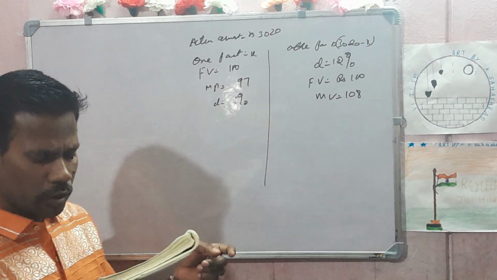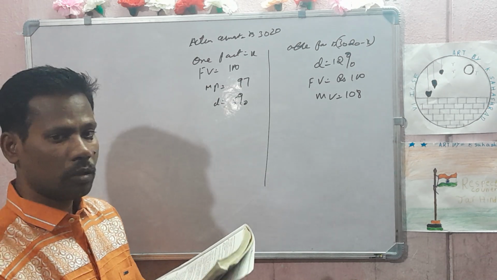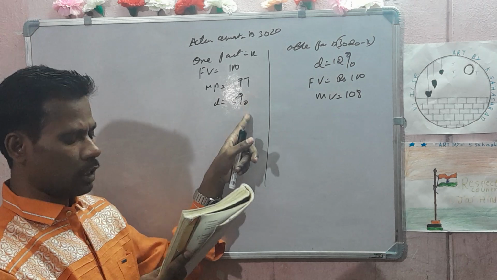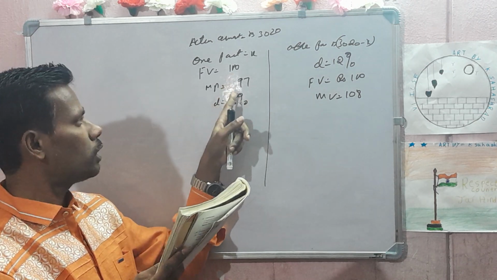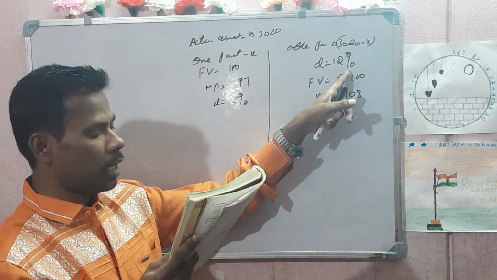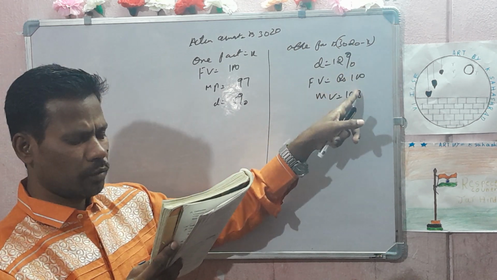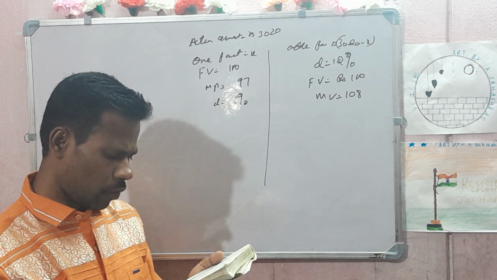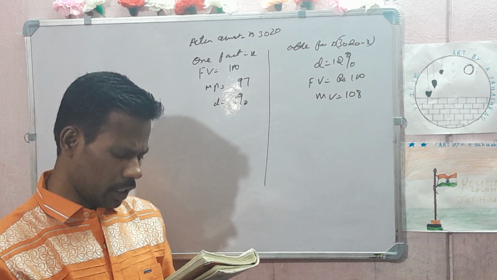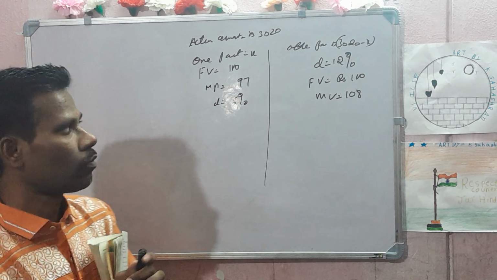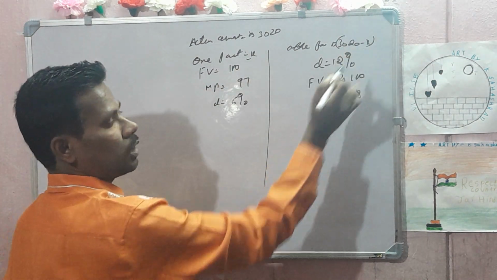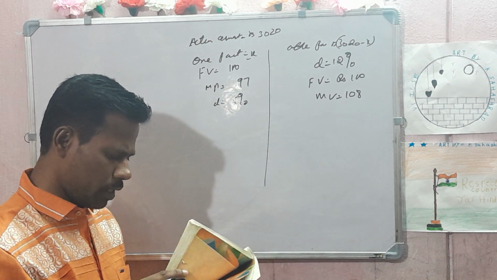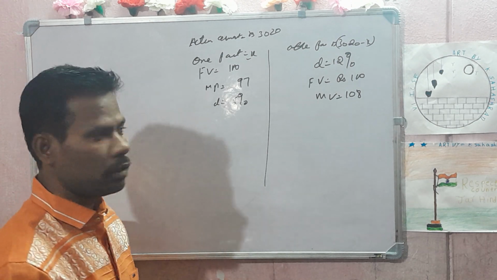So once again, I will read out the question. A part of 3020 is invested in 6%, face value 100 at rupees 97, that is market value, and the rest in 12%, face value is 100 at rupees 108, market value is 108. He is asking to find the sum invested in the shares, how much he invested on each, and the total dividend.